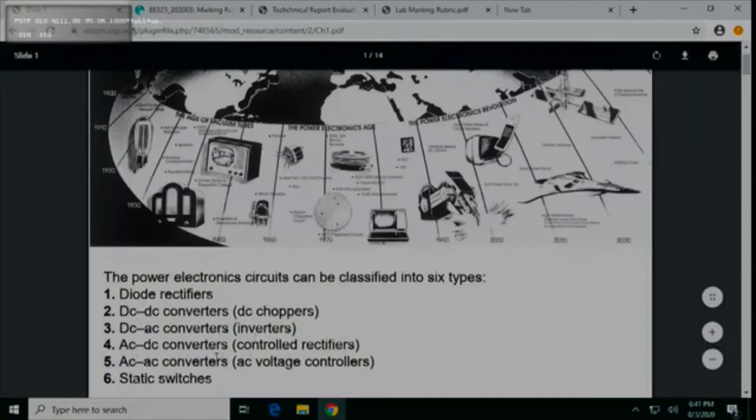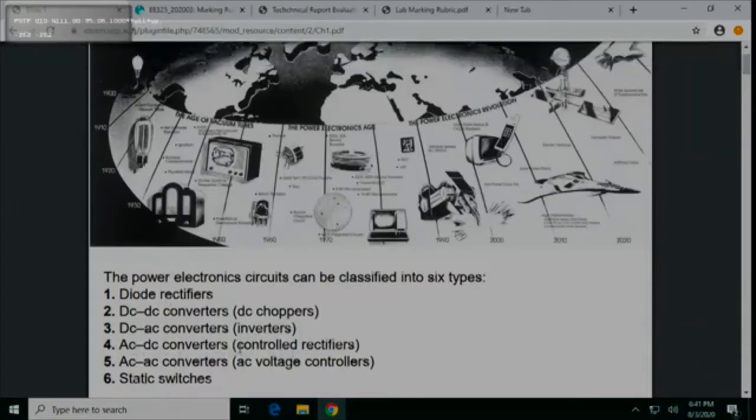Inverters, AC-DC converters, controlled rectifiers. For diode rectifiers, if you apply a voltage, you won't get a desired output. You are going to get an output which is similar to your input. So for example, if we have 230 volts AC, if you use a diode rectifier, you will get close to 220 volts DC, or something close, right?